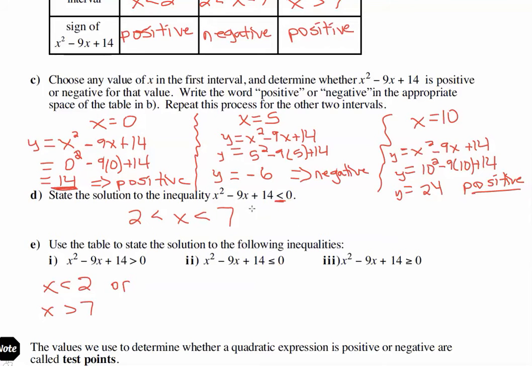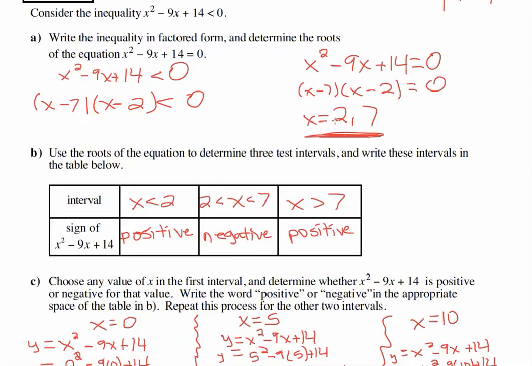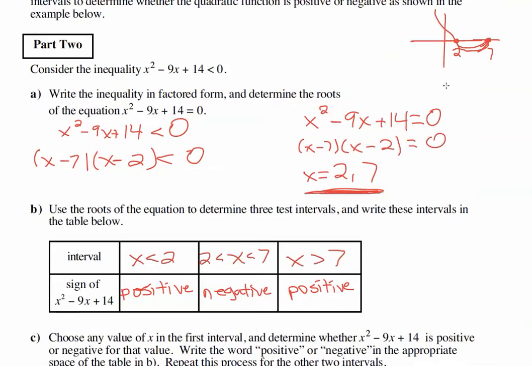Notice the only difference here between D and E part 2 is that we have this less than or equal sign. Again, to explain it another way, because I know my function is equal to 0 at 2 and at 7, that's what we determined above. Our zeros occur at 2 and 7, and we can see that from our function. It equals 0 at 2 and 7.